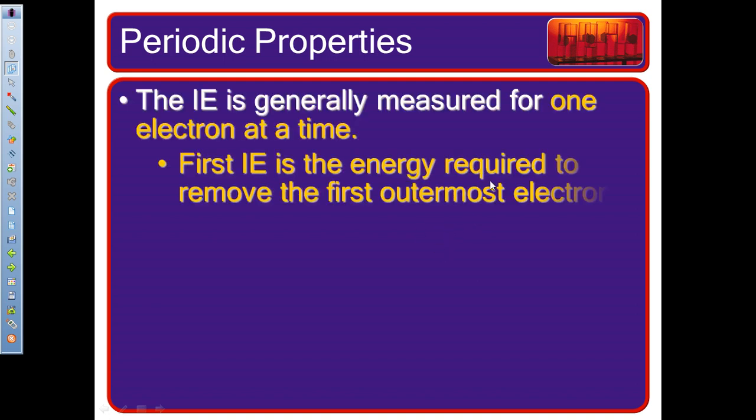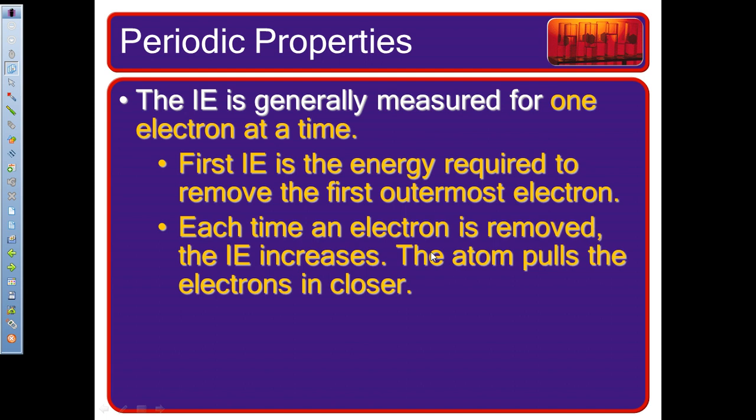So the first ionization energy is required to remove the first outermost electron. I had to add that word outermost because students were saying first, and first would be the one closest to the nucleus, which would take a lot. So first, outermost. And every time, it's going to get harder. The atom's going to pull the electrons in closer. It's going to require more energy.